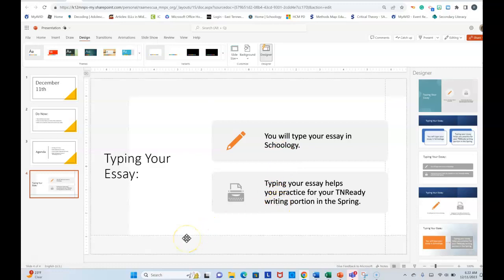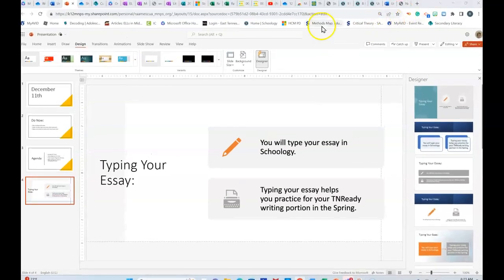I know some of you want to write on paper. However, I need you to type it because it will help you practice for your 10 Ready writing portion in the spring. How will you type your essay?